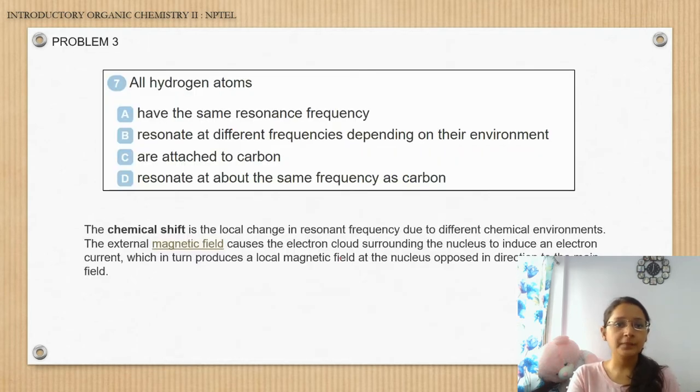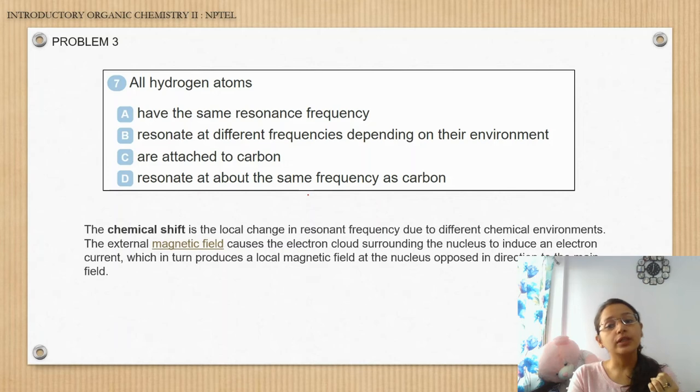So coming to the question, do all the hydrogen atoms have the same resonance frequency? No, because the hydrogen atoms have different chemical environments, so they cannot resonate at one particular frequency. The next option is that they are attached to the carbons, but it is not necessarily the case that hydrogens are always connected to carbon. They can also be connected to a halogen or other atoms. Do they resonate at about the same frequency as carbon? No, because the natural abundance and other factors come into play when we are talking about the resonance frequency.